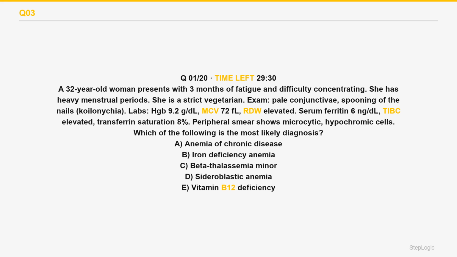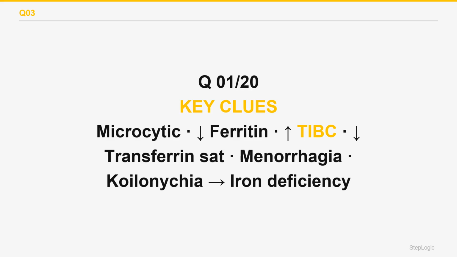Read the command: most likely diagnosis. Microcytic anemia, low ferritin, high TIBC, low transferrin saturation, menorrhagia, vegetarian: iron deficiency anemia. Iron deficiency is the most common cause of microcytic anemia. The iron studies are definitive.